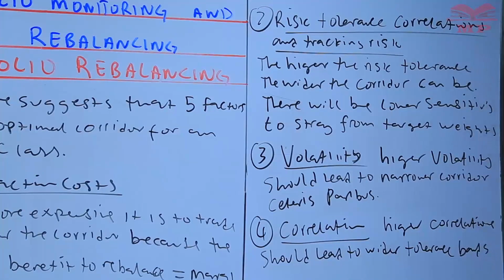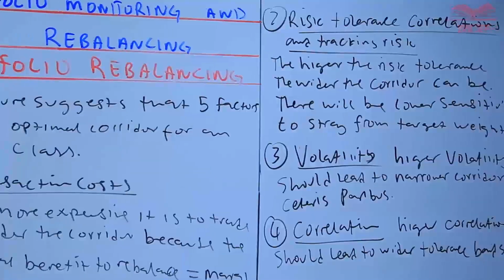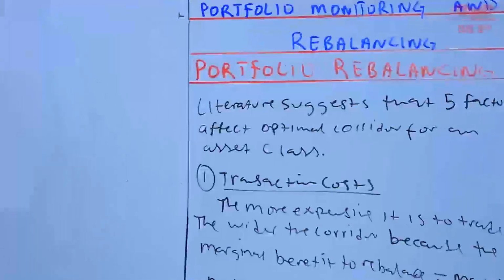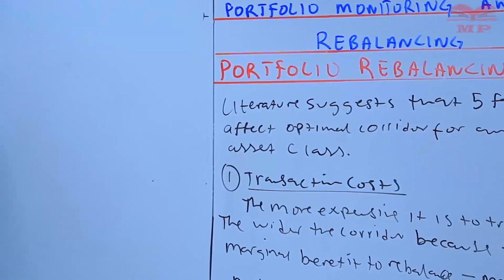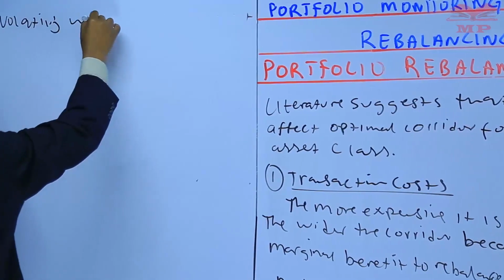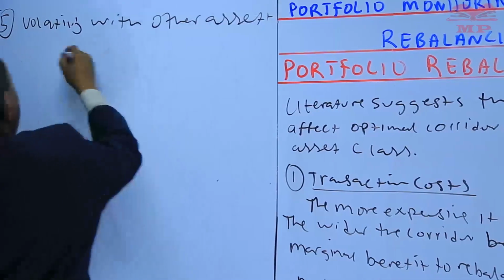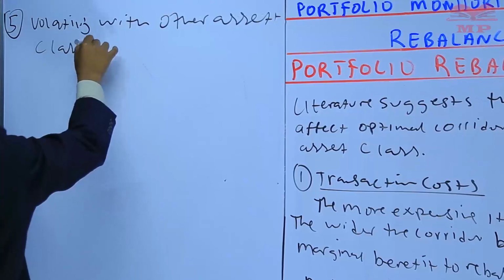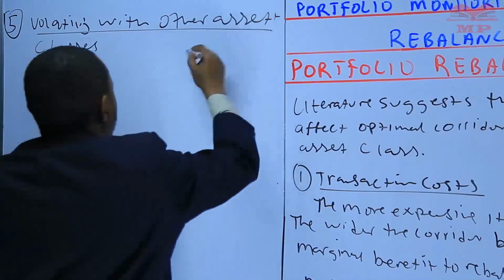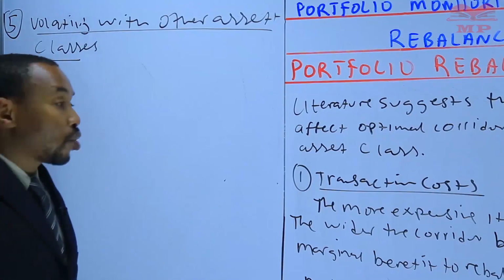So number 5 is volatility with other asset classes. Volatility with other asset classes. So what we're saying is almost tied with the point of correlation.